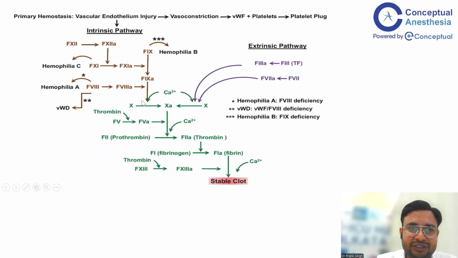If there is any deficiency, we all know it. Factor 11 is hemophilia C, factor 8 is hemophilia A. And if there is a quantitative or qualitative defect, then it is von Willebrand disease. And hemophilia B is factor 9 deficiency. So this is the pathway, and we all see here that the most common cation that acts here is calcium.